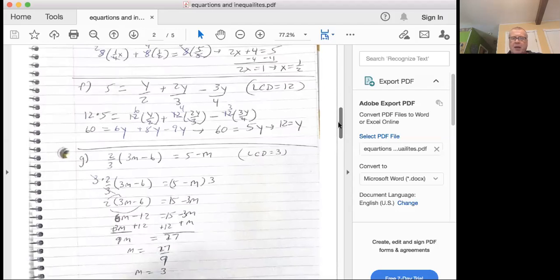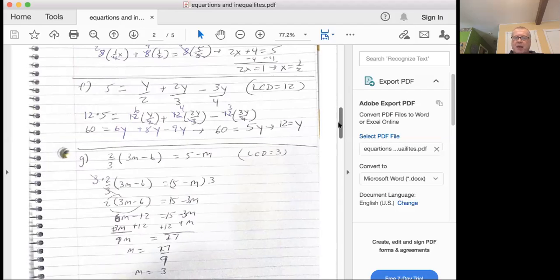For f, I have 5 equals y over 2 plus 2y over 3 minus 3y over 4. The denominators are 2, 3, and 4. 5 has a denominator of 1. So my common denominator between 2, 3, and 4 is 12. So I multiply everything by 12, including the 5. Remember, what I do to one side of an equation, I have to do to the other side. If I do something to one thing, I have to do it to everything.